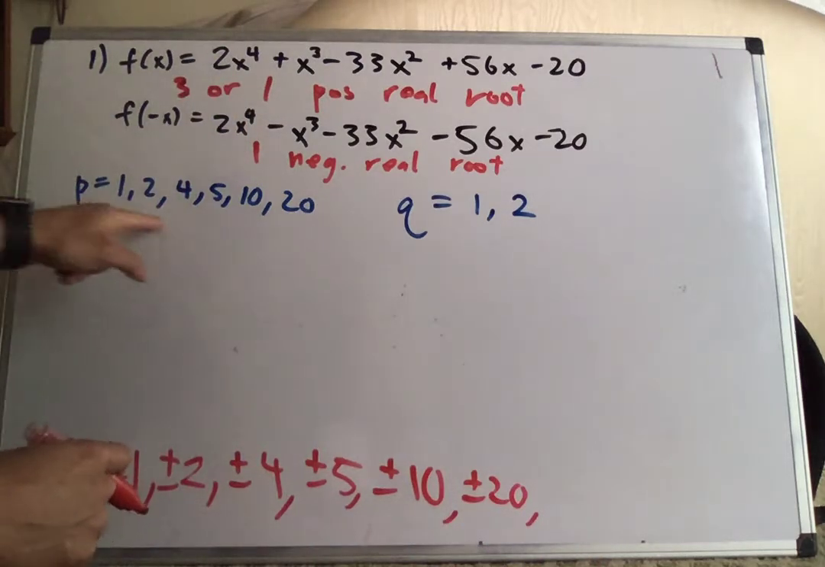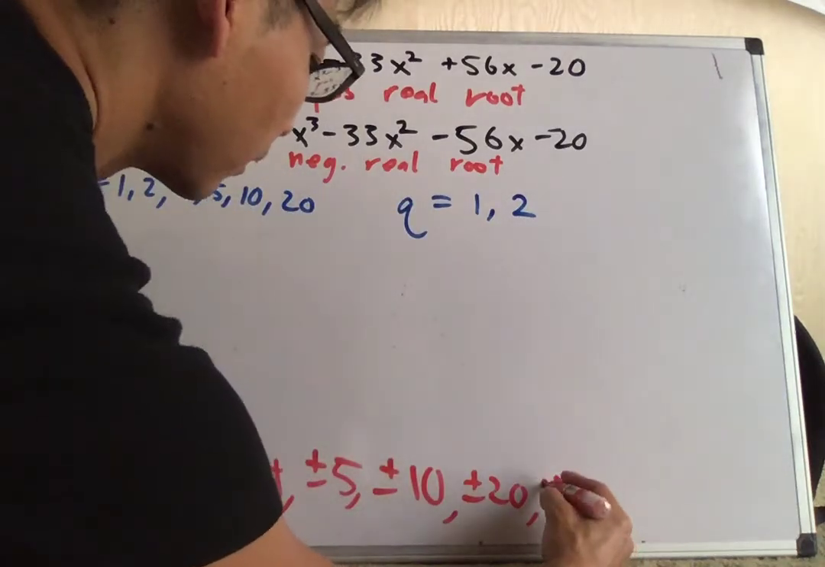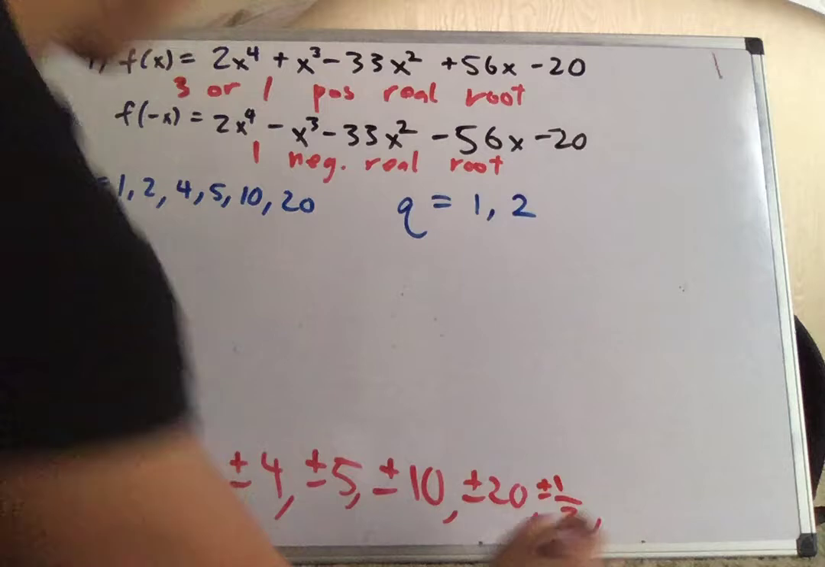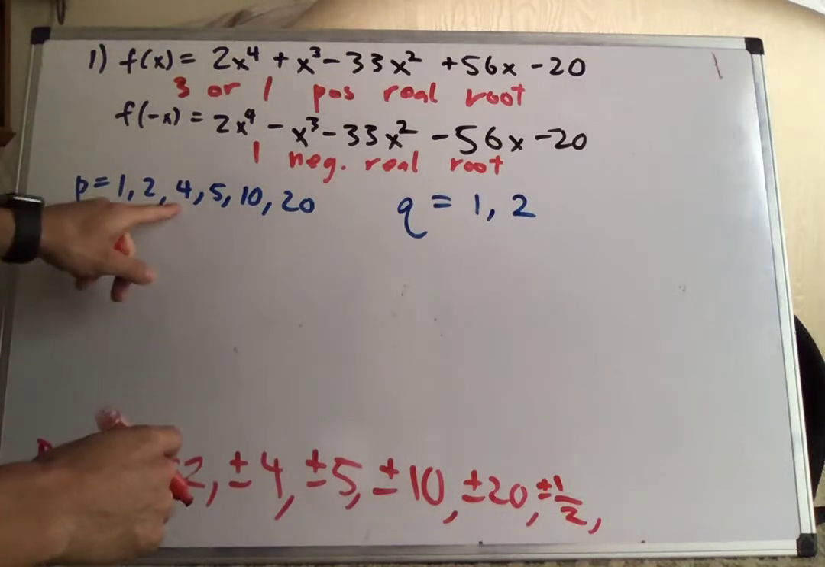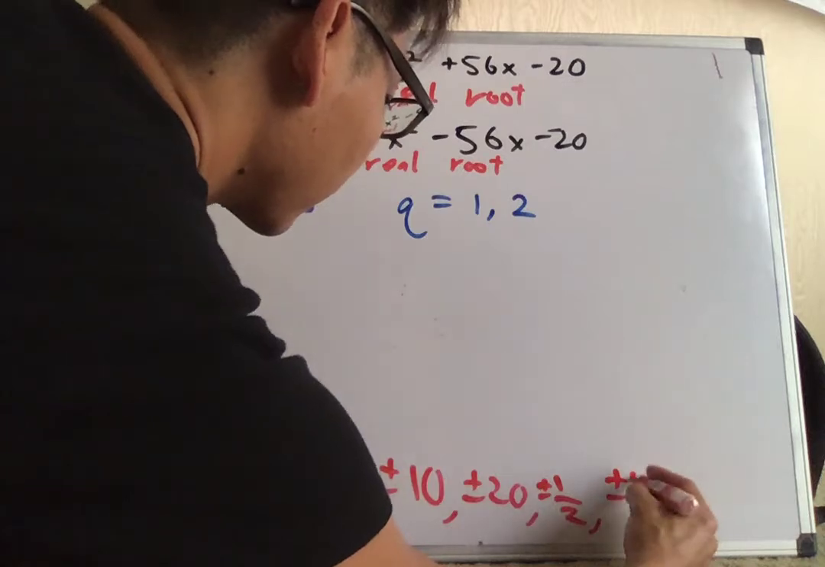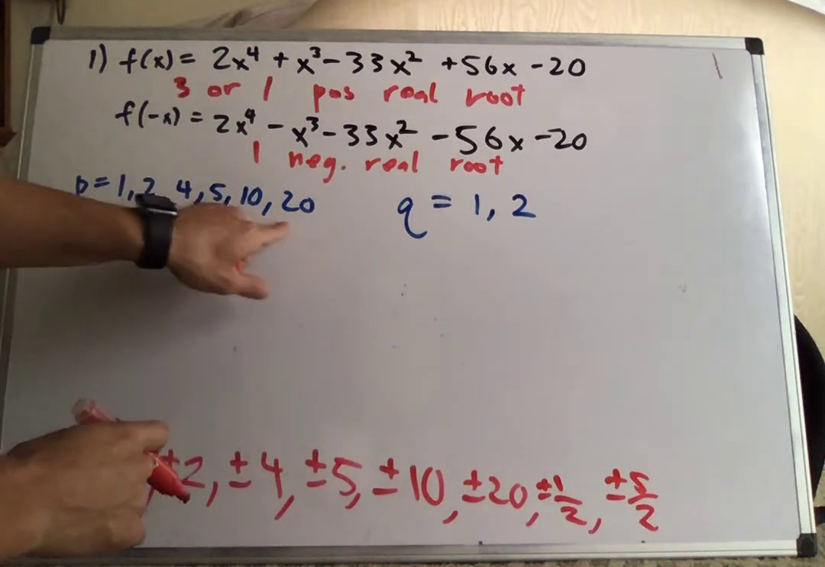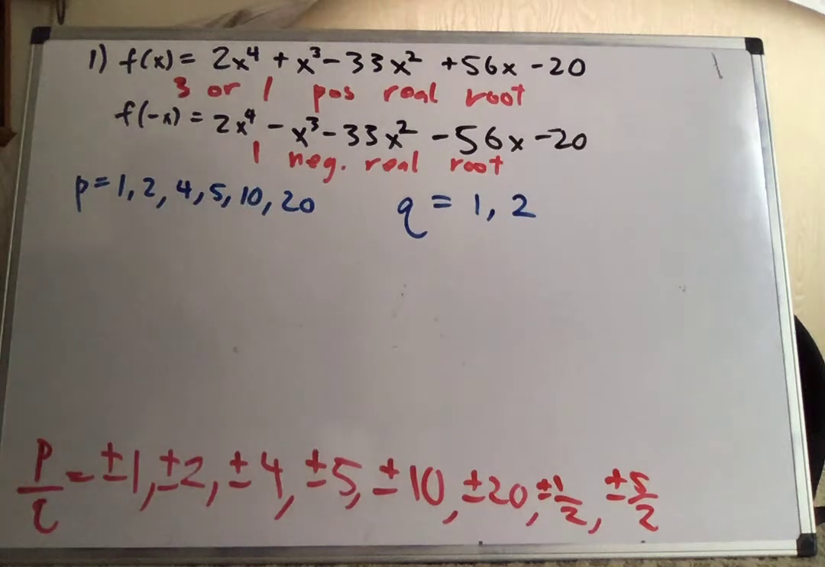Okay, so these are all the values divided by 1. Now I do the same thing over 2, so I get a half. 2 over 2 is just 1. 4 over 2 is just 2, so that's done. Plus or minus 5 halves. 10 over 2 is 5 and 20 over 2 is 10, so I got those already. Alright, so those are my possibilities.